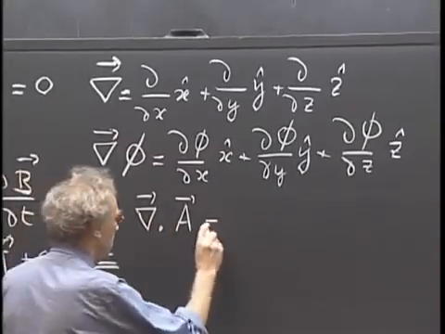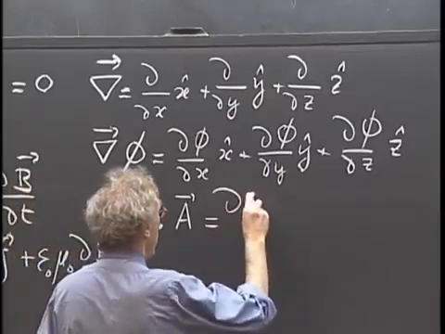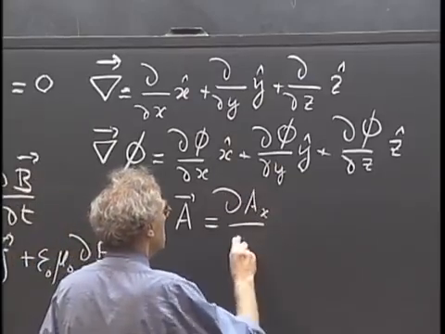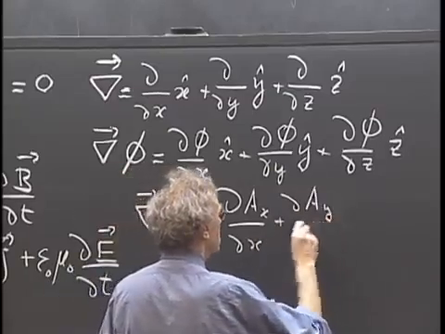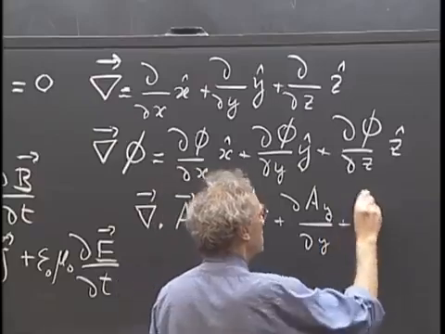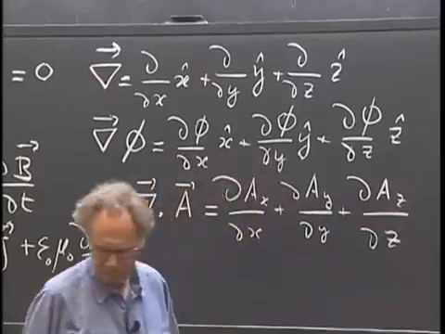And then we have the divergence of a vector A. That itself is a scalar, and that is dax dx, plus day dy, plus daz dz.